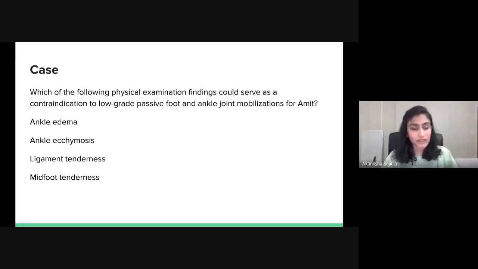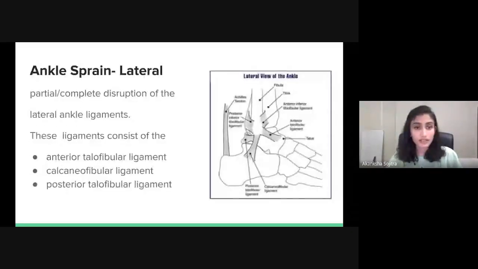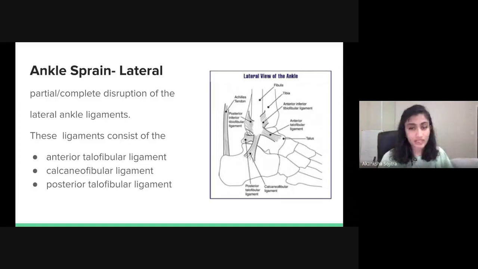Okay, so lateral ankle sprains. There is partial or complete disruption as we went over the grades. And most often you see ATFL, that's anterior talofibular ligament, calcaneofibular ligament, and posterior talofibular ligament that's injured. And most of the time, it's an isolated injury of ATFL.